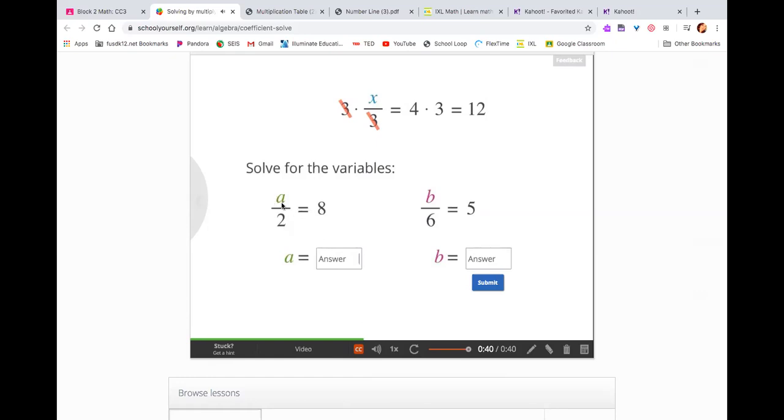Okay, so now it's telling me it's already divided. So I need to do the inverse operation. What am I going to do? Times. Okay, good. So I'm going to times. And I have to times both sides. These cancel out. And then 8 times 2 is? 16.